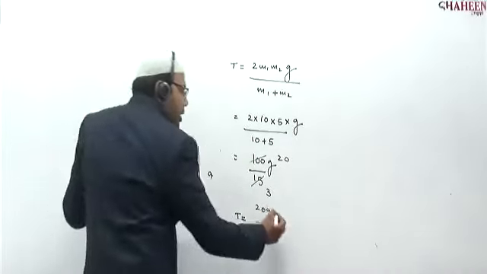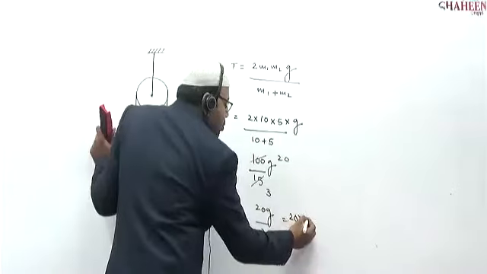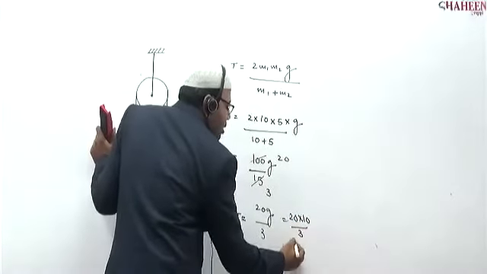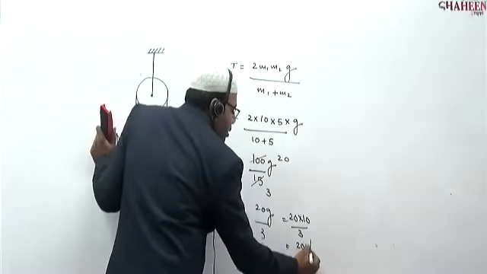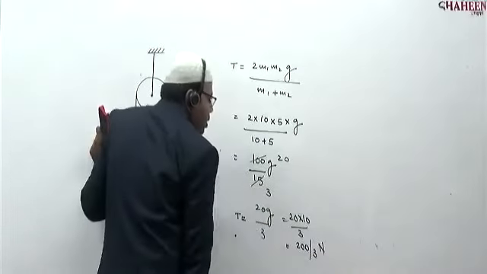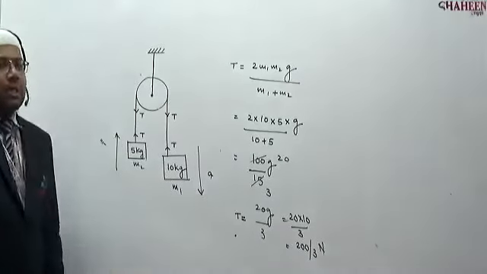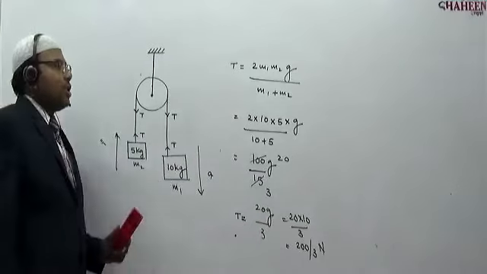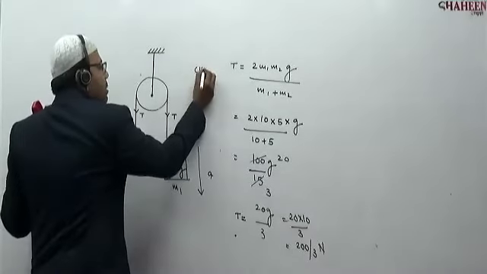Okay, let's keep it. This is 20 into 10 by 3, that gives you 200 by 3 Newton. 200 by 3 Newton is the answer. So this is the tension in the string. I can say this is the second part of the question.